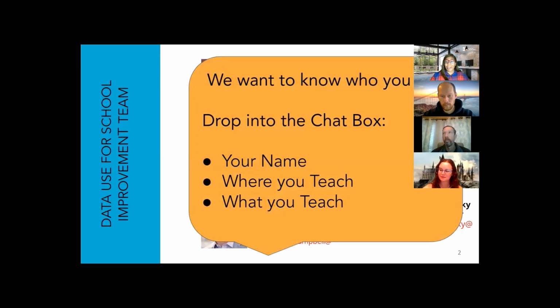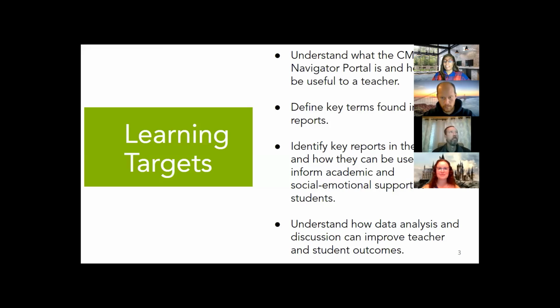We already know who you are and where you're from, so we can skip this, but we are very glad that you are here with us this morning. By the end of our short time together today, we want you to have an understanding of the Navigator portal. We have some key terms to give you as a reference sheet for terms used in the portal. We're going to identify, I want to say, six key reports that you can use to better inform your academic and social-emotional decision-making for students, and understand how data analysis and discussion can improve our student outcomes.